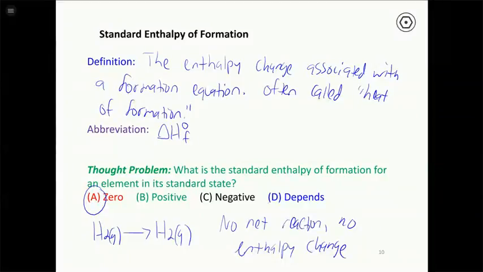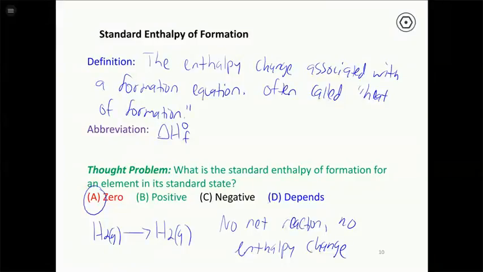So if we give you an element as part of a chemical equation, we don't have to tell you what the enthalpy of formation is for that element. It's always going to be 0. All right, so hydrogen, helium, whatever element we have in the chemical equation, its delta H of formation will be 0.